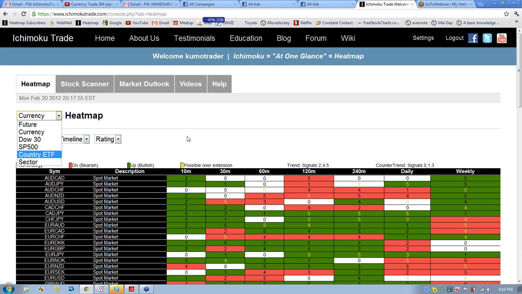Because we're doing that for a lot of institutions right now, where some institutions only look for particular instruments. So we're doing that for the institutions, but not for the retail market at this point.